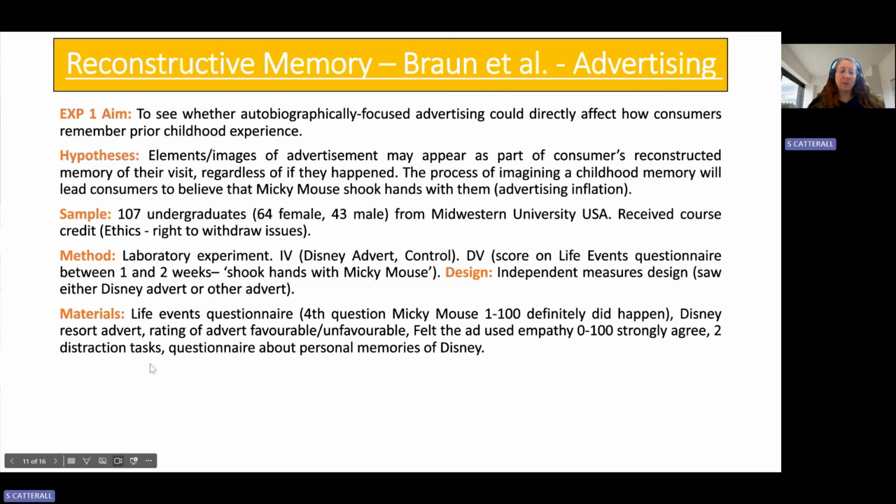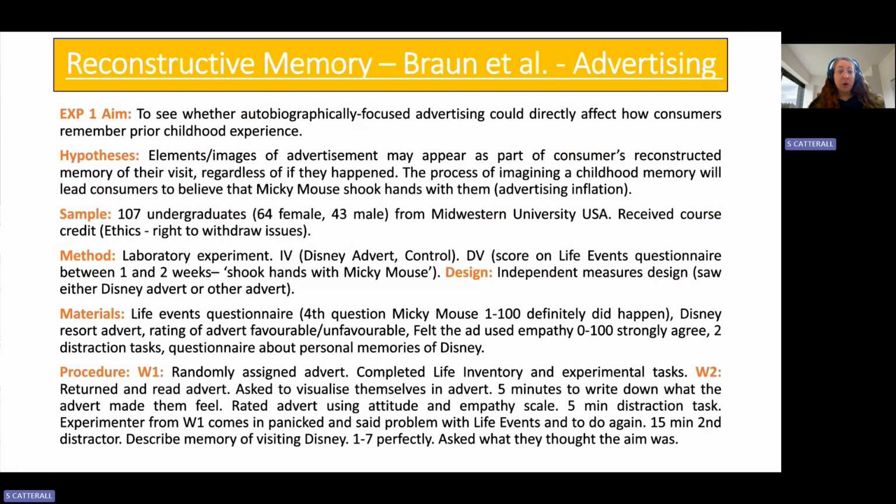And then we've got 2 distraction tasks because they're doing quite a few things so that they don't twig what it's about and show demand characteristics. And they've got a questionnaire about personal memories of Disney, so whether they've been before and things like that. So in week 1, they're randomly assigned the advert and they complete the life events questionnaire along with all the other tasks that we've mentioned.